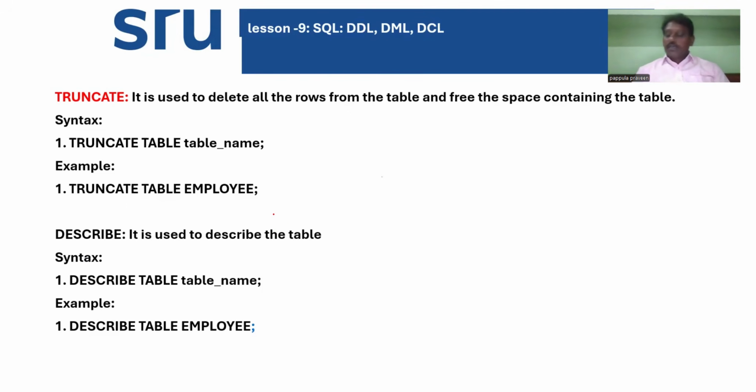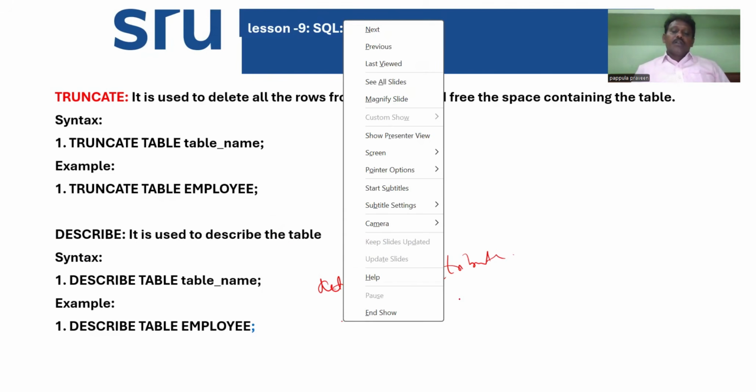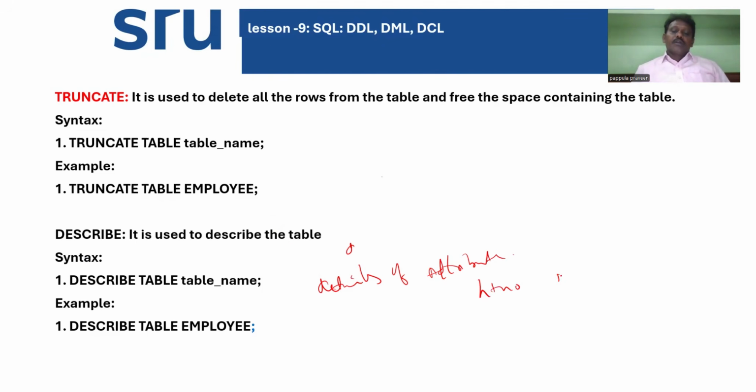So it will display the details of the attributes, right? Suppose in our previous table we created, now all ticket number of 10, name, character of 20, right? Percentage, now number of 7 comma 2. Like this it will be displayed.